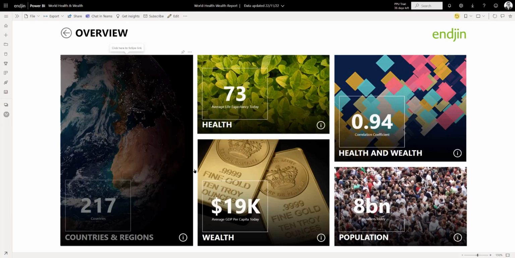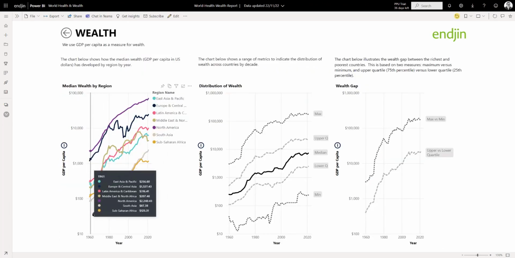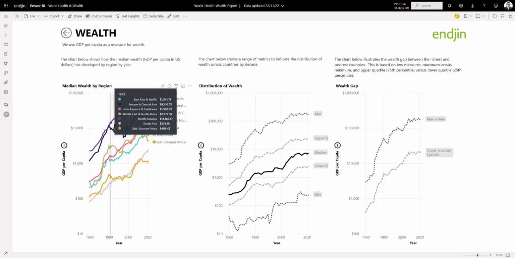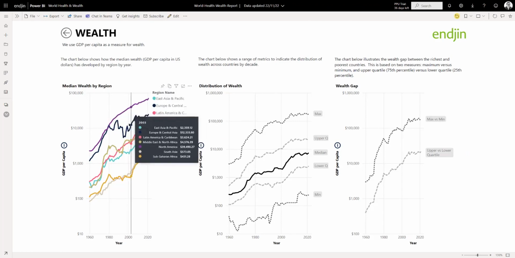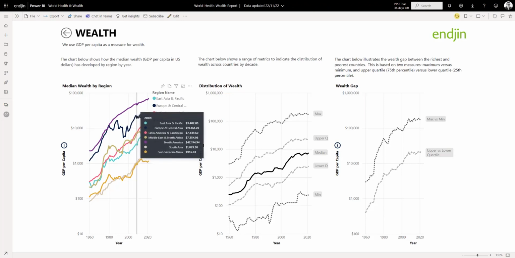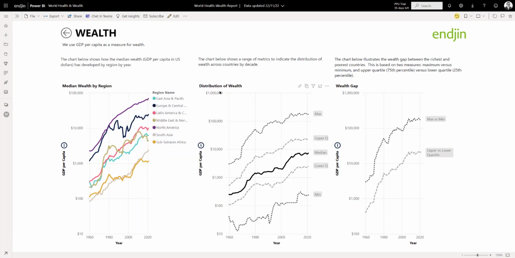If we now pop back and explore wealth, this is annual data, so it's a bit more volatile. And wealth data does tend to be a bit more volatile because you get those big economic shocks like the financial crisis back in 2008. But if we look at the distribution data again here, the median, which is the solid black line, has been steadily increasing when you look across all countries.